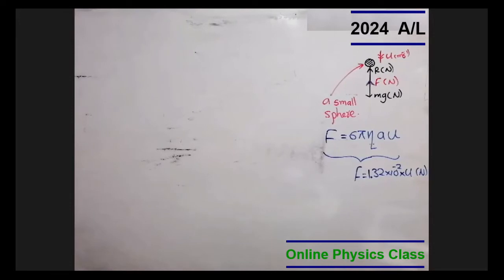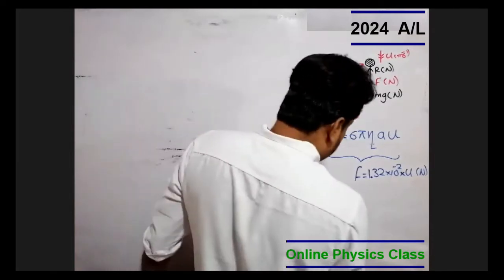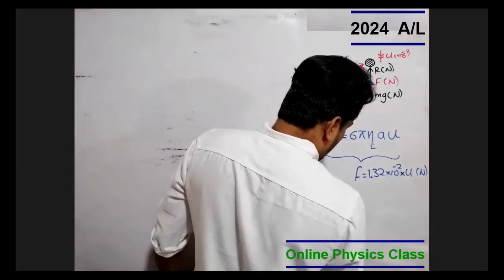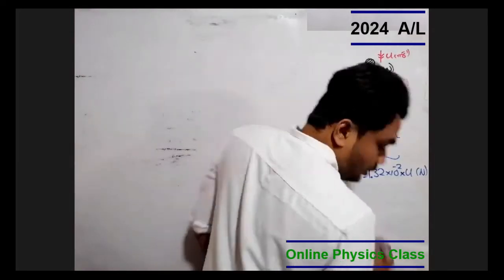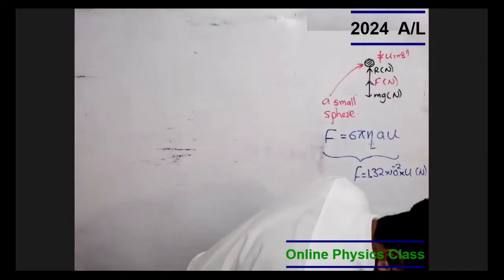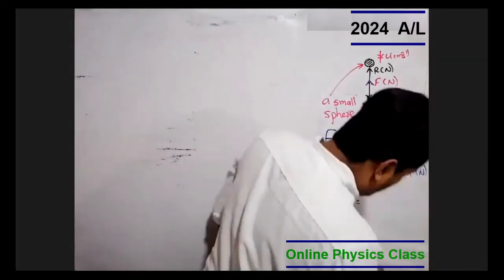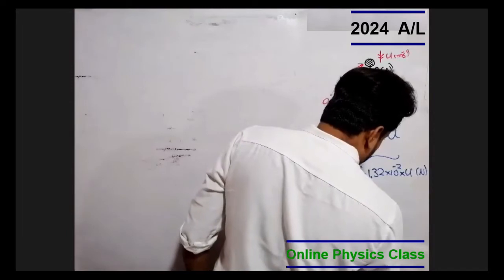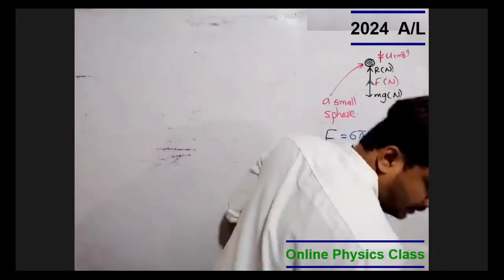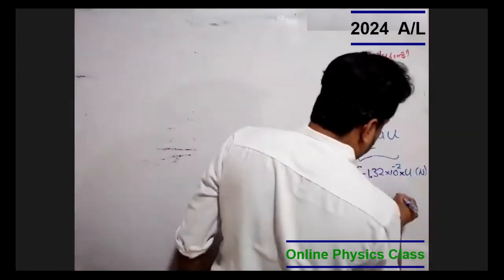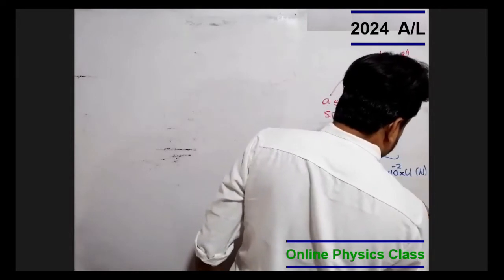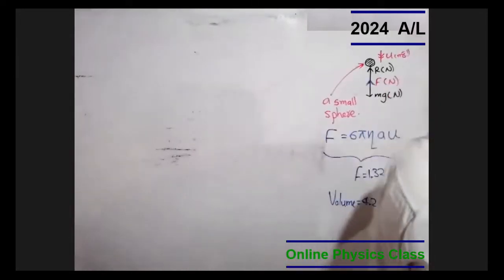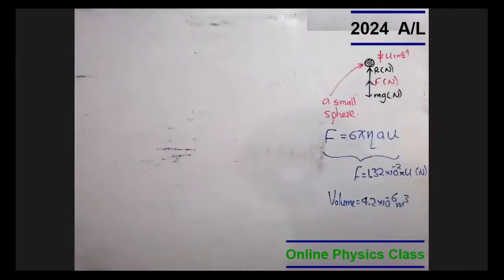Then we found an expression for the volume of the sphere. The volume of the sphere was found as 4.2 into 10 to the power minus 6 cubic meters. We found these two values last week.